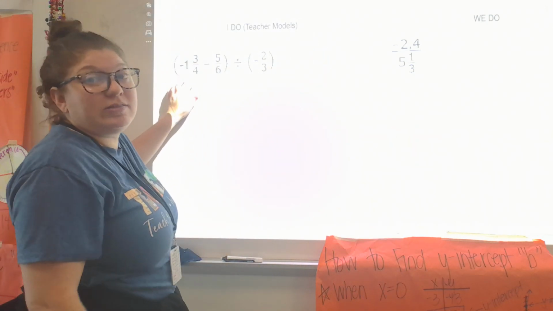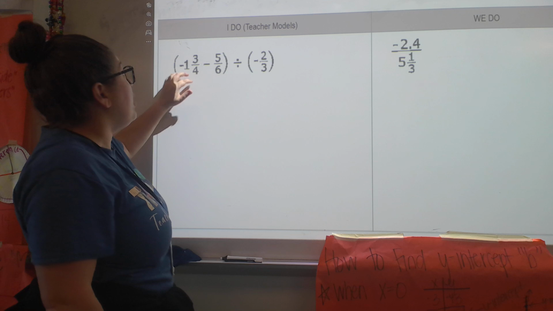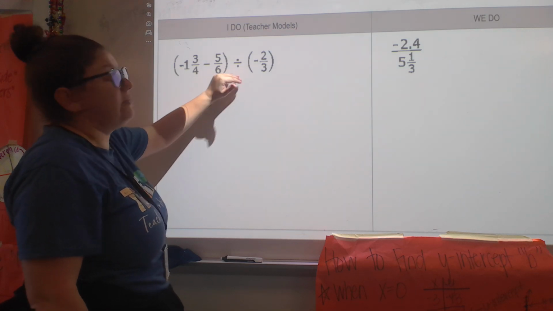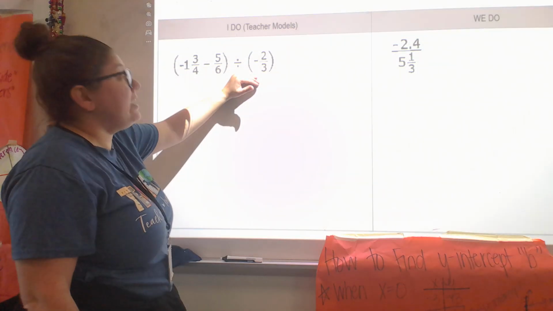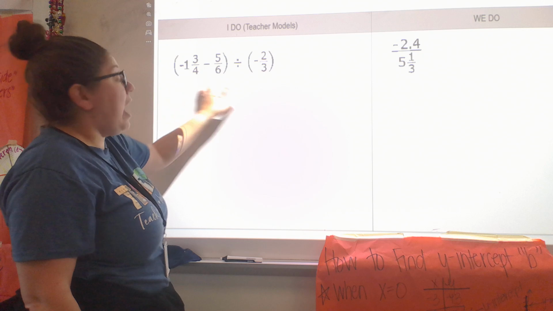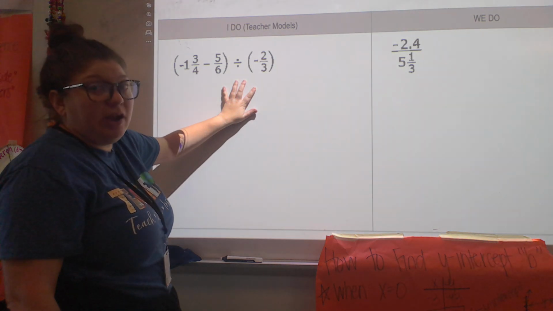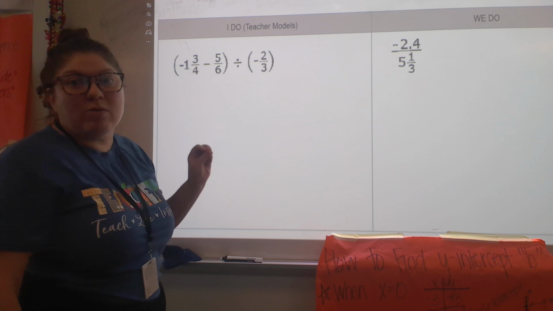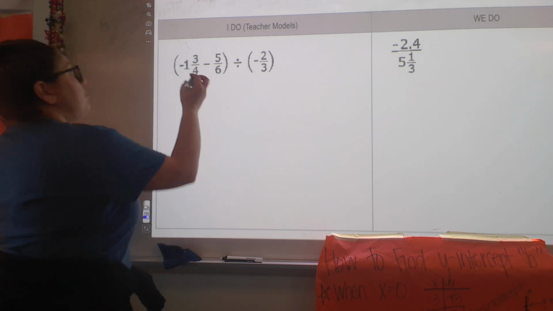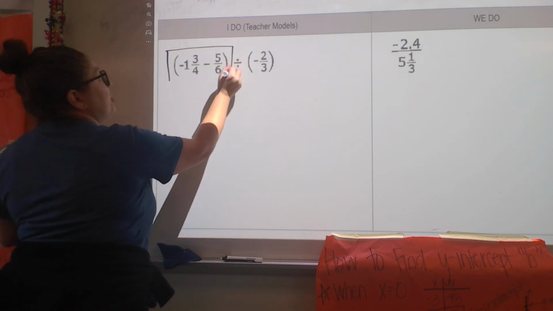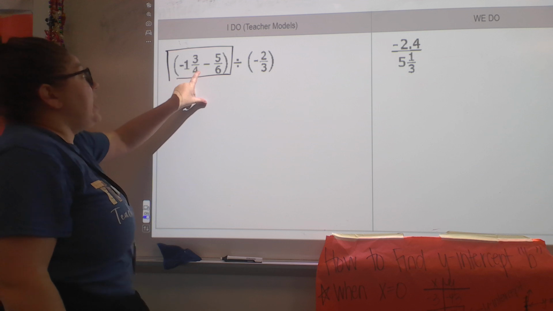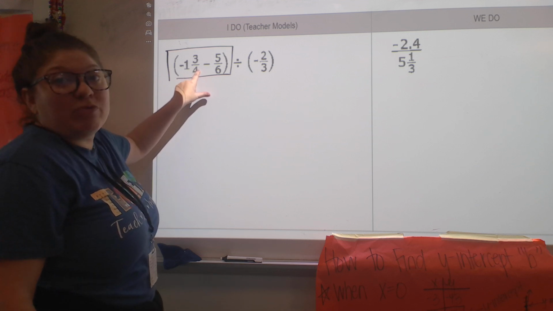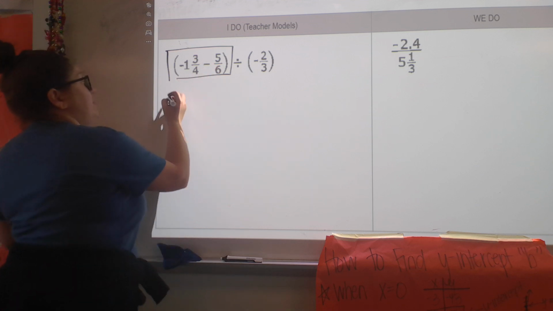So I notice I have negative 1 and 3/4 minus 5 over 6 divided by negative 2 over 3. I have all fractions here. Don't be scared, okay? Sometimes when we deal with fractions, it's smaller numbers than what we think. I'm always going to do parentheses first. Let's go ahead and get a number that both 4 and 6 have in common.